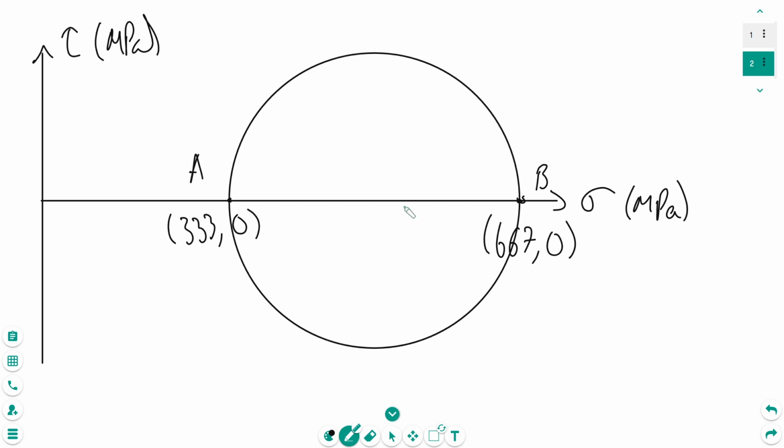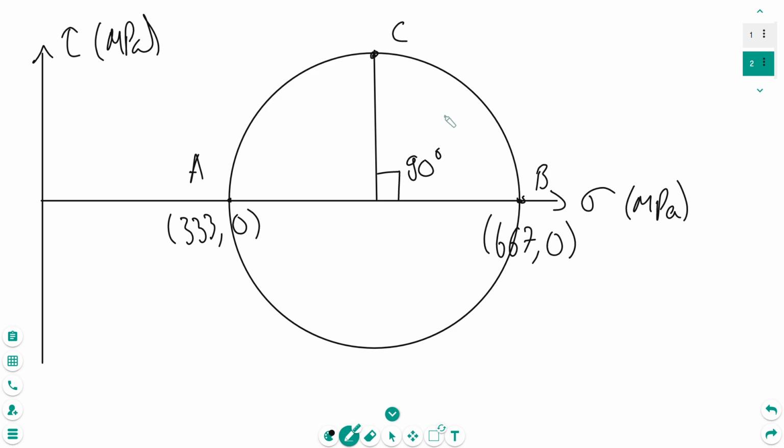Now, we want to find the normal and the shear stress at a 45-degree rotation. Here we have to identify that any rotation made in the physical world is equal to twice that angle in a Mohr circle. As such, if we had a 45-degree rotation at the seam, we therefore look at a 90-degree rotation at the Mohr circle, resulting in point C.